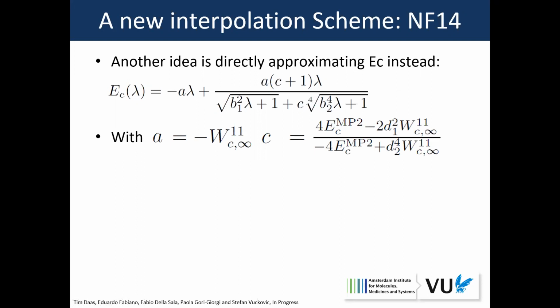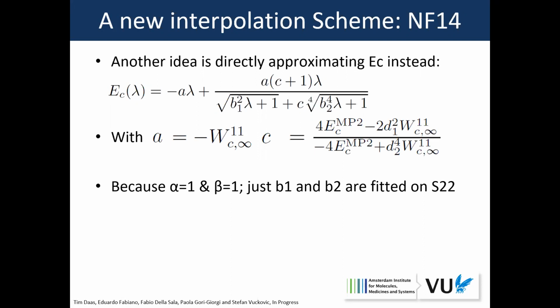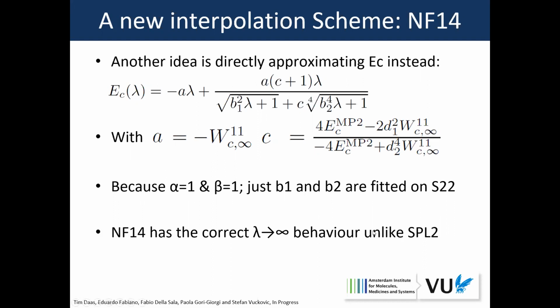So we can now find again the fitting parameters to give us the correct results. Then in this case, we can fix alpha and beta to 1 because it gives very accurate results already. So we are just left with two fitting parameters. And the biggest advantage of this formula is that it has the correct large lambda behavior, because it also has this 3/4 term in the derivative of this function.